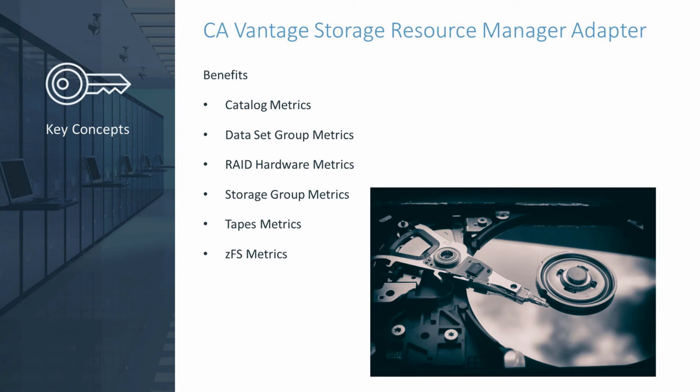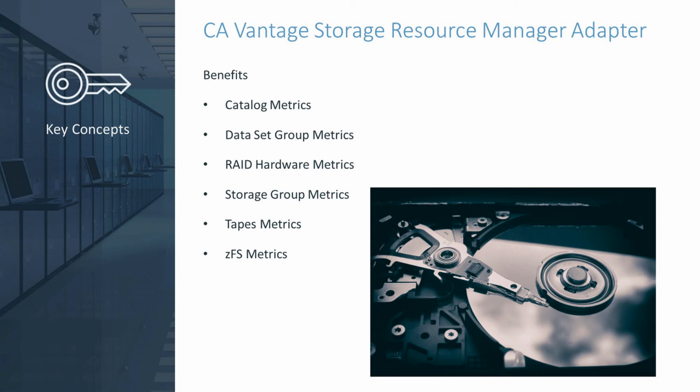Dataset group metrics let you analyze the storage usage of a specific application and create a report to show the total storage that is used in all your systems by a specific application. RAID hardware metrics let you keep track of available volumes in the specific RAID hardware devices so that a storage administrator can fix hardware connections and can correct the LPAR image configurations.